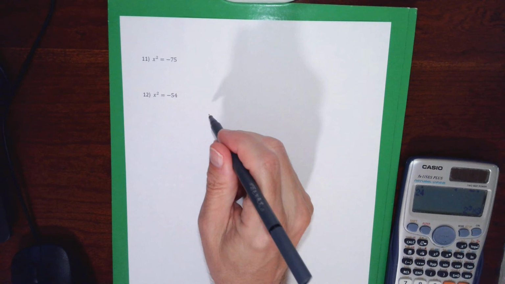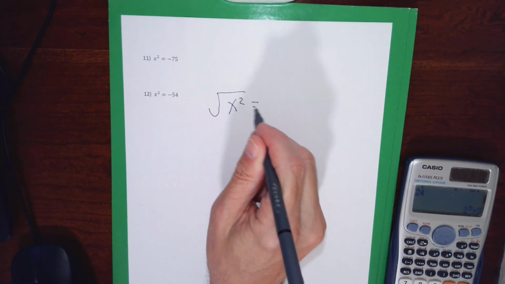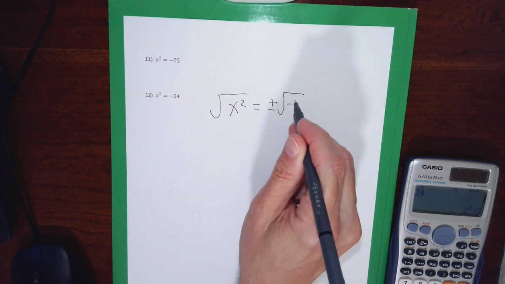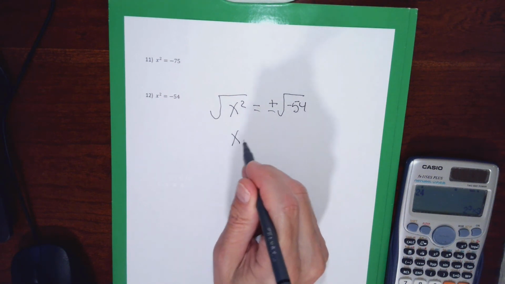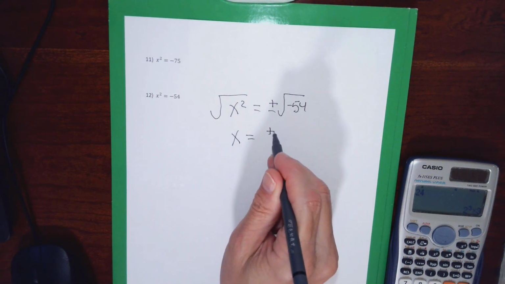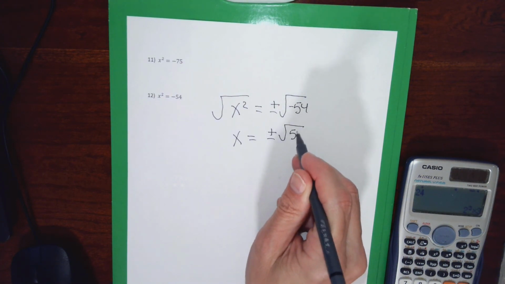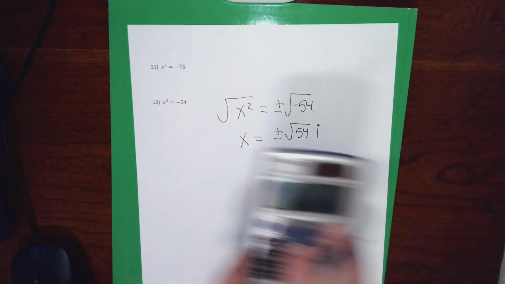Twelve is similar. I do the square root of x squared equals plus or minus the square root of negative 54. Square root of x squared is just x. On the right hand side, I need to make the negative 54 under the radical positive by creating an i after the radical.